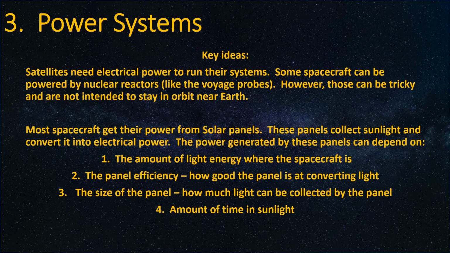But the power that you can get from these panels is going to be dependent on 4 main things for our spacecraft. 1, the amount of light energy where the spacecraft is. That's called the solar irradiance. We're going to look at that in just a moment. 2, the solar panel efficiency. In other words, how good the panel is at collecting that light and turning it into electrical power. That's actually going to depend on the nature of the solar panel, how it's made, and out of what it is made.